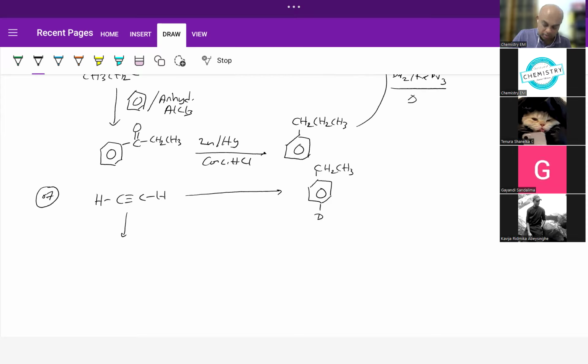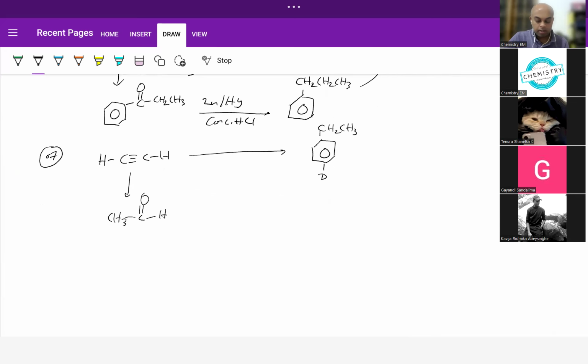not alkylation, acylation, right? So I can get a CH3 C double bond OH from here, right? Then I can convert this one into CH3 C double bond OH. This one is an oxidation. Oxidation of aldehyde can be done through H plus MnO4 minus ions. It can be converted into carboxylic acid through H plus MnO4 minus ions.